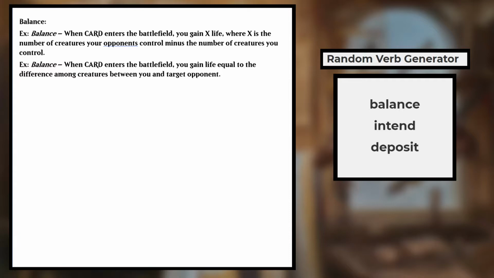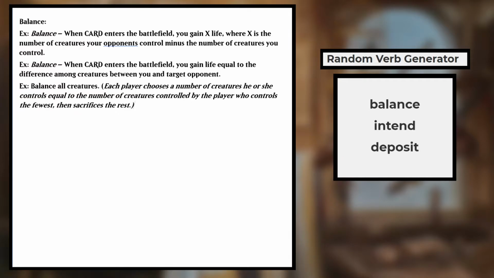Here's another one. Balance. When card enters the battlefield, you gain life equal to the difference among creatures between you and target opponent. And that could be lands, it could be artifacts, it could be enchantments. Now, what's different here is that even if you have more creatures, you're still going to get the effect. The difference is you just don't want to be close, and I don't know if that's really a good idea for mechanics. So I'm going to try one last thing.